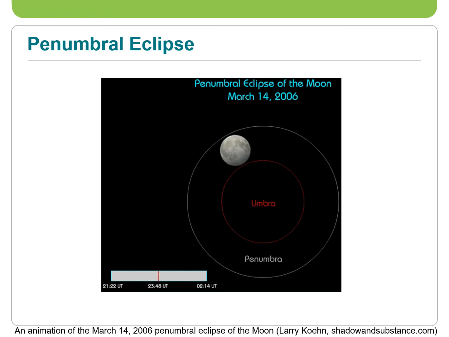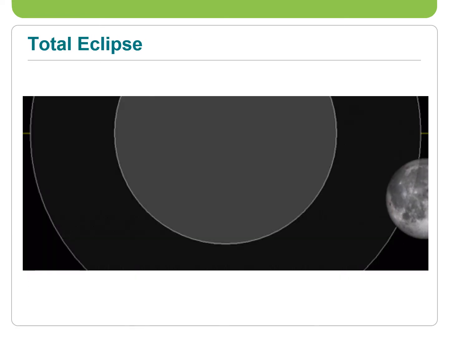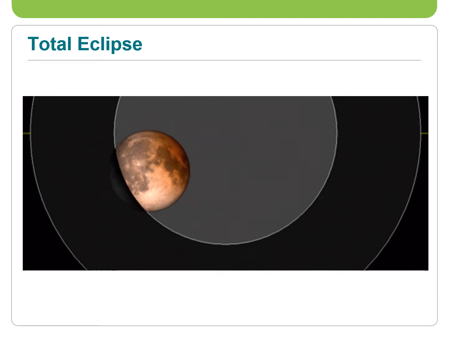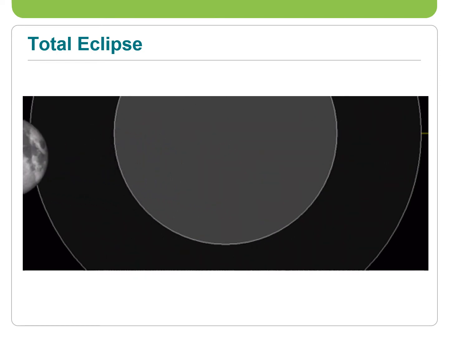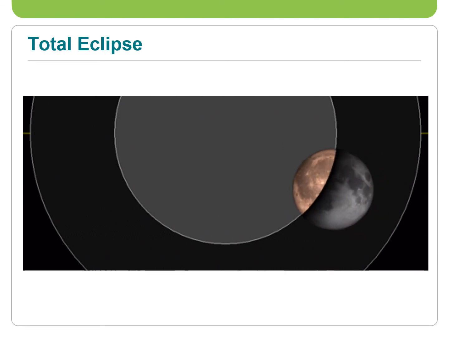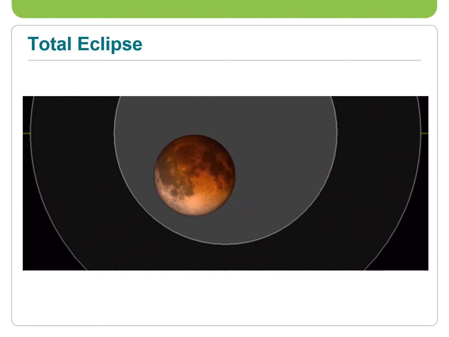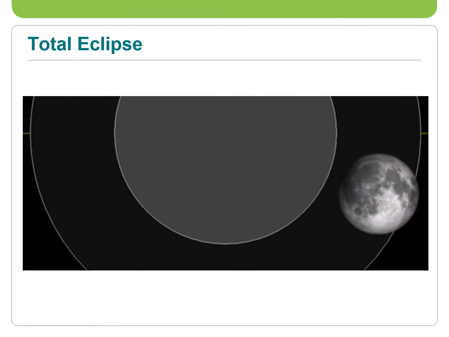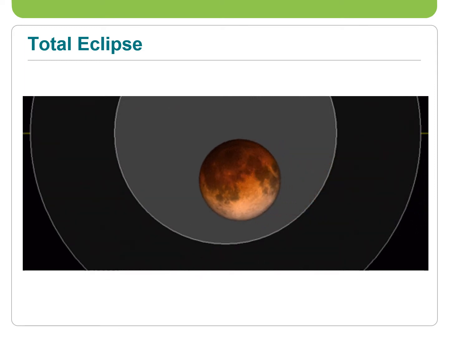As the animation of the March 14, 2006 penumbral eclipse of the moon shows, during a penumbral eclipse, the moon is only traversing the penumbra. As this NASA diagram of the lunar eclipse of April 14, 2014 shows, during a total lunar eclipse, while the moon is in totality, which is while it is in the umbra, it becomes a bright red color.